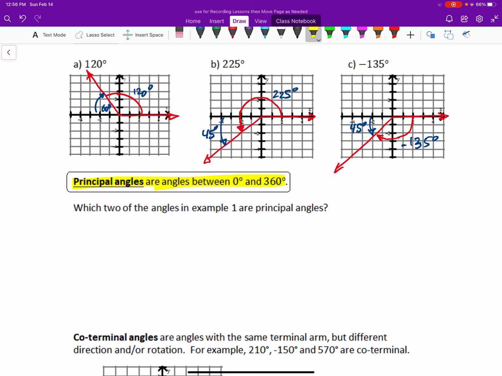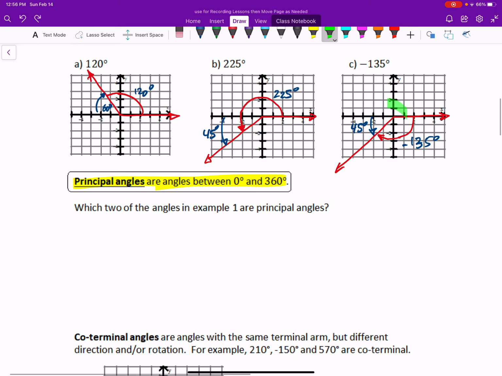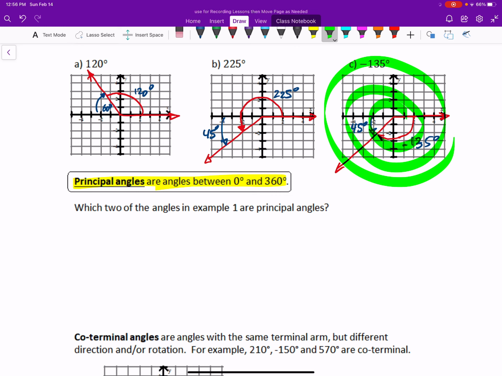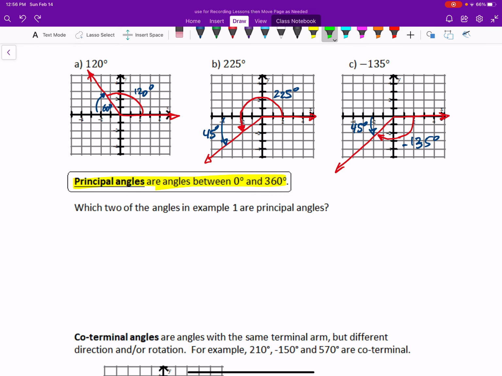And the reason it's between 0 and 360 is because 360 is one full rotation around the Cartesian plane, right? If I were to keep going, I could go around as many times as I want, but we're repeating ourselves. Remember this idea of periodic functions? Once I've gone past 360, I start over and I'm just repeating myself, so I don't need to do that.